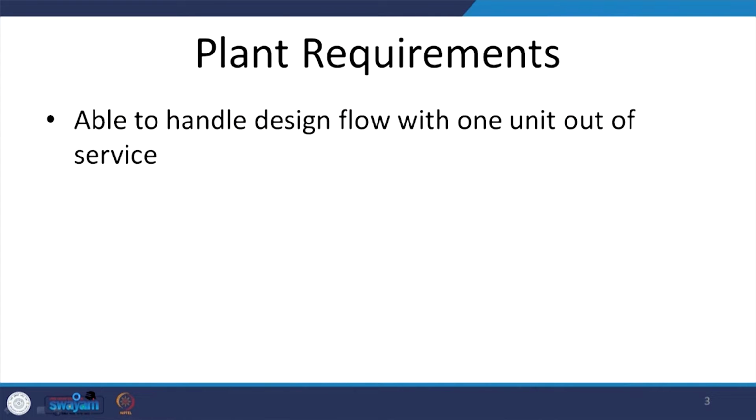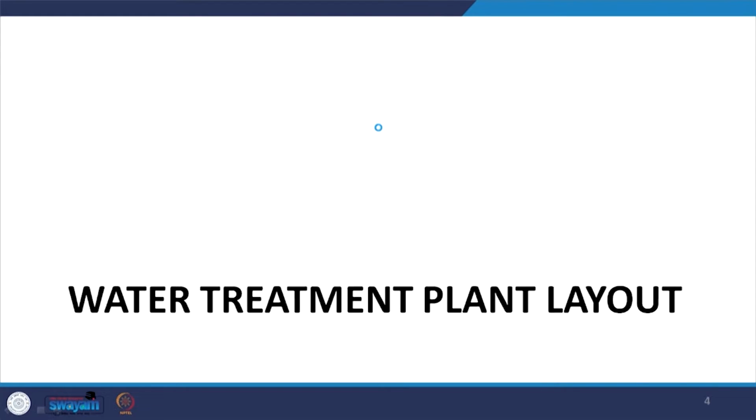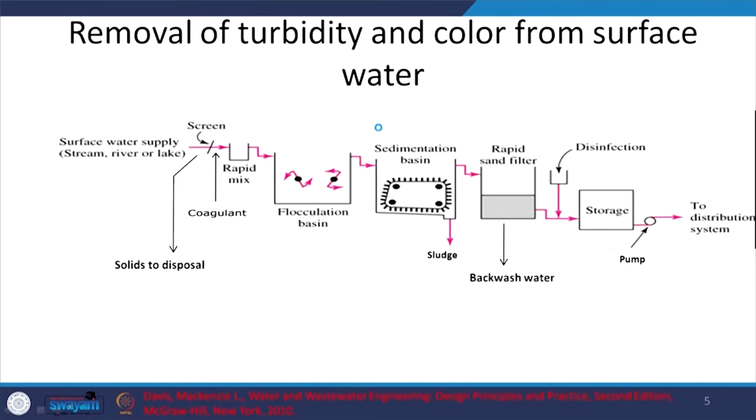So plant requirement in general, ideal case, depending on how well you design it and the capital costs, you want to design such that even when one of your unit processes, let's say sedimentation tank 1, is out of service, there should be another standby sedimentation tank to be able to cater to the needs of the population. So that's what we have here: the ability to handle design flow with one unit out of service. So, typical water treatment plant layout, let's look at this.